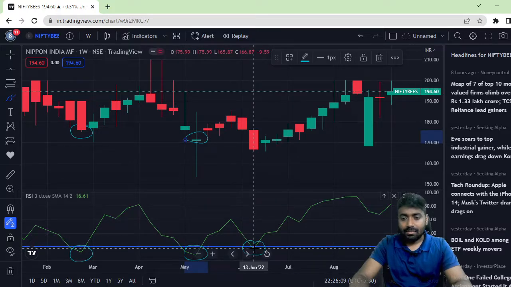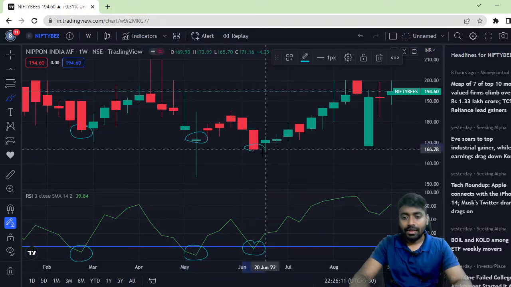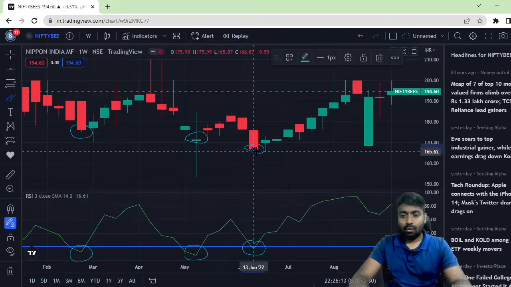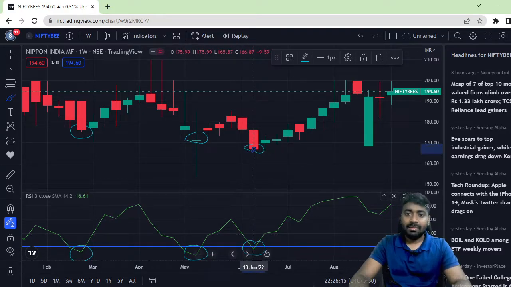Again, the RSI has come down, the stock is trading at around 167. So at that time, I'll invest my money. This is basically my strategy.